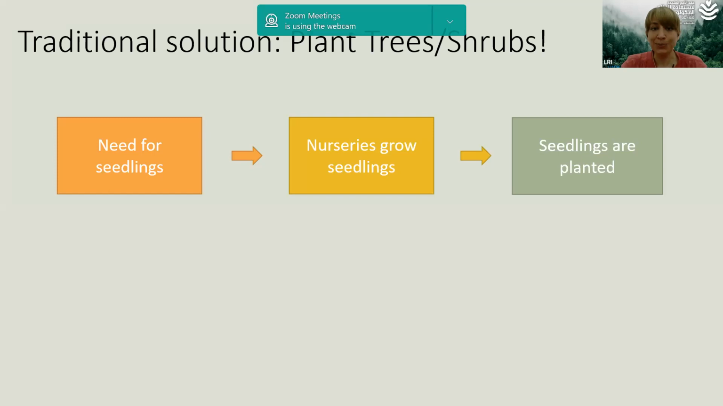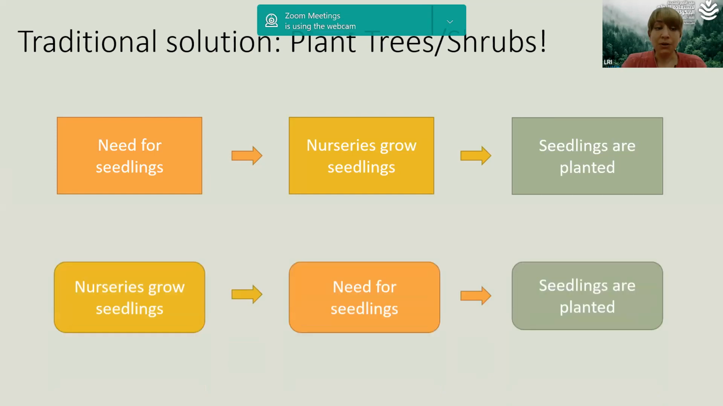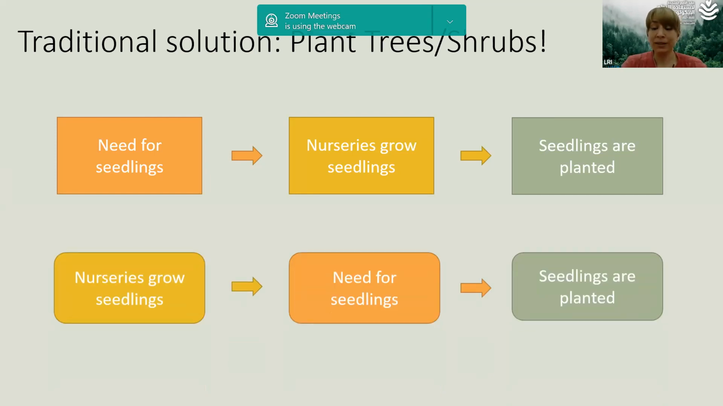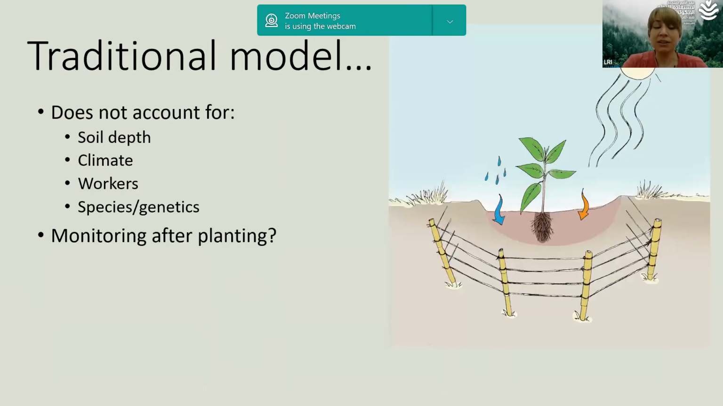Traditionally, if we had any project, we know that there would be a need for seedlings. The nursery would grow the seedlings and the seedlings would be planted, or nurseries would be growing seedlings not knowing where they will end up. All of this is done in a very traditional way without taking into consideration the limiting factors on the site, such as soil depth, climate, the people working on the project, and the species genetics. Also not taken into consideration is whether these will be monitored and what the exact long-term impact of planting native seedlings will be.